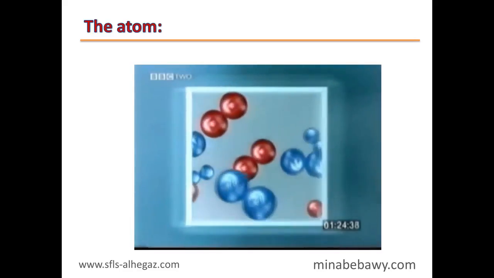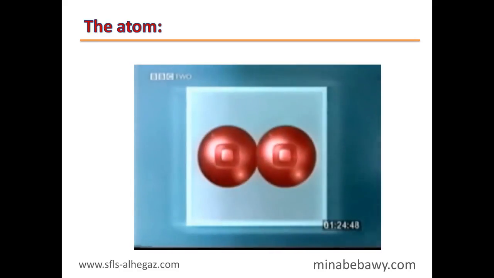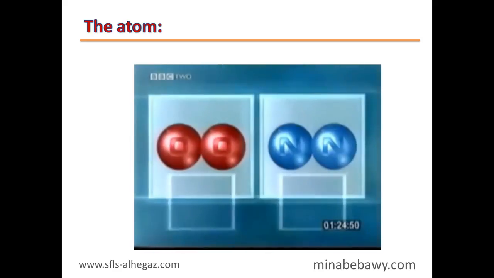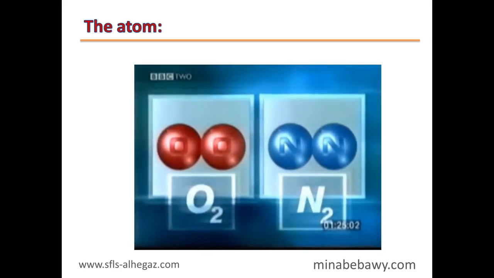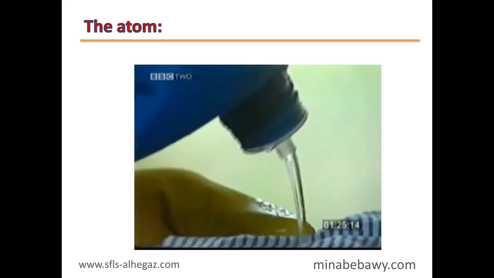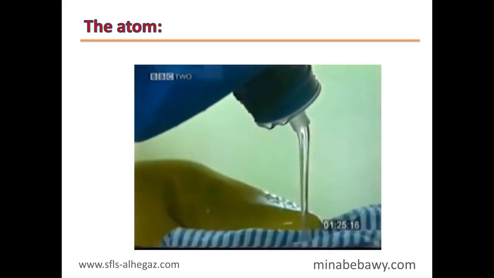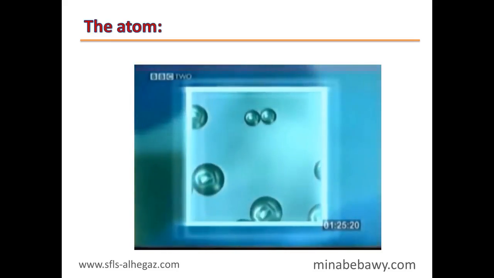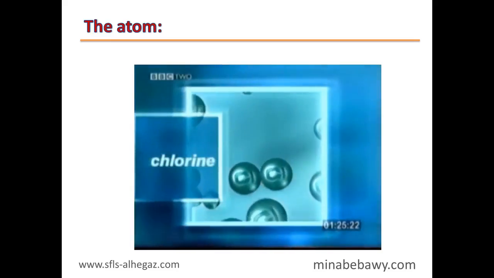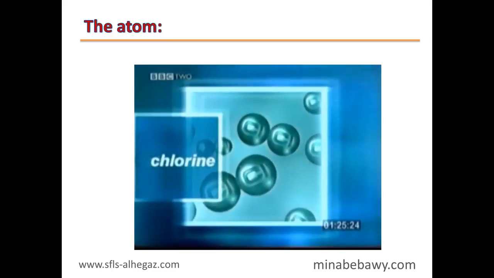Even the air around us contains oxygen molecules and nitrogen molecules. An oxygen molecule is formed of two oxygen atoms. A nitrogen molecule is formed from two nitrogen atoms. Even this cleaning liquid, which is chlorine, is formed of chlorine molecules, which are formed of two chlorine atoms.